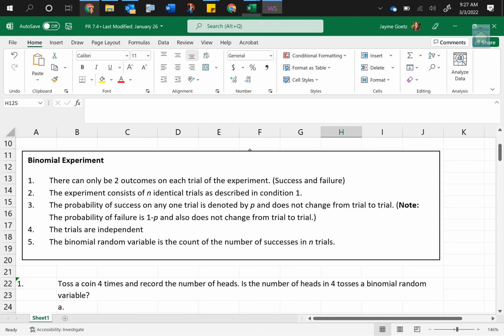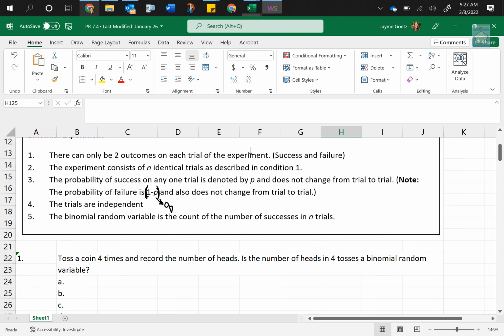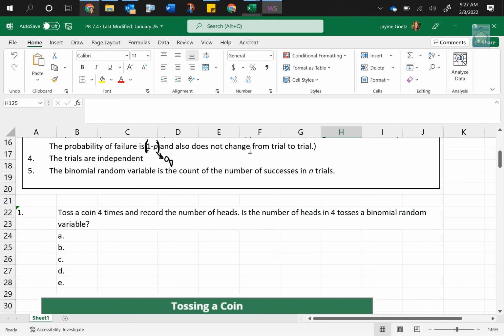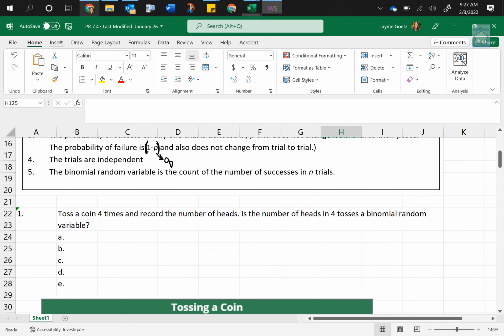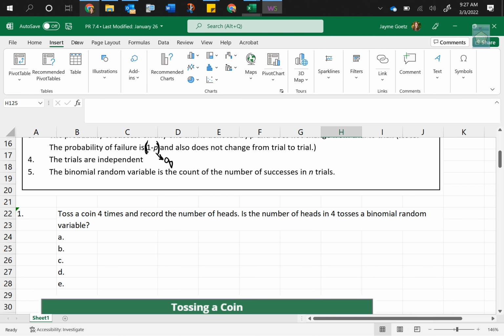The fourth rule: the trials are independent. The second run does not affect the third run. They are all independent of one another. And number 5, the binomial random variable is the count of the number of successes in n trials. That's a lot of information, and it can be a little overwhelming. So let's talk about an example and see if it counts as a binomial experiment.